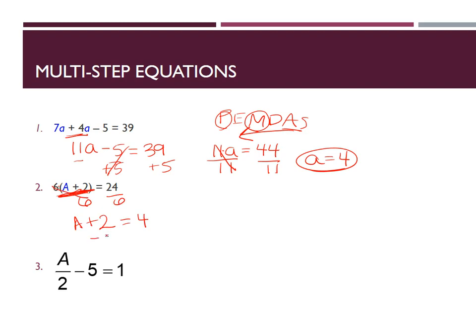And then to get a alone, I can subtract 2, which gives me a equals 2. Sorry about my handwriting, by the way. This pen is hard to write with.